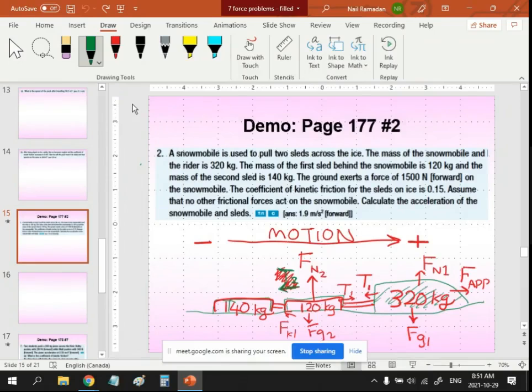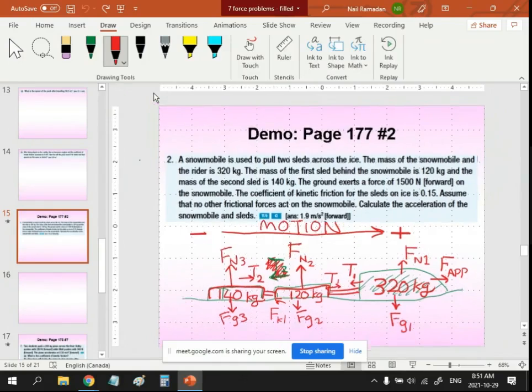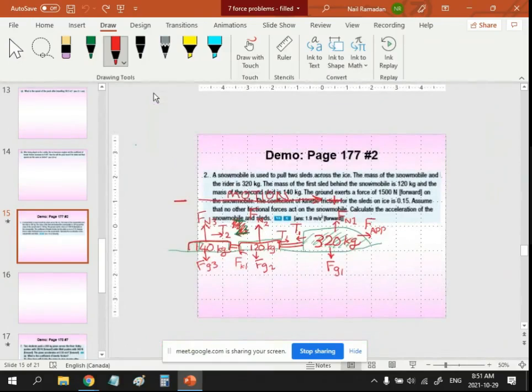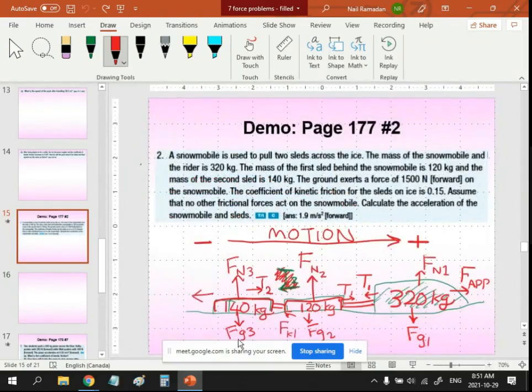What's the first force on the last sled? Gravity, so Fg3. Fn3. What's pulling the second sled forward? Tension, but which one? T1 or T2? Directly T2. So this should be T2. Is there friction on it? What do you call that? Fk2, because there's already Fk1 on the first one.